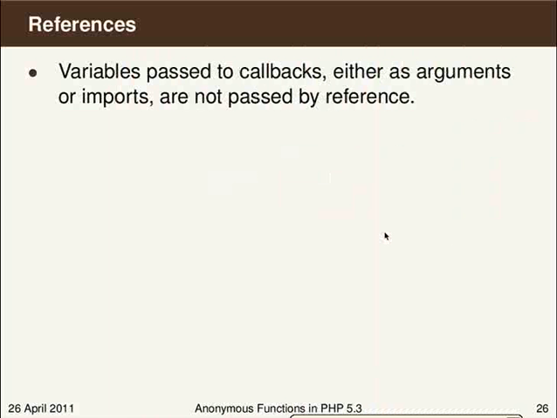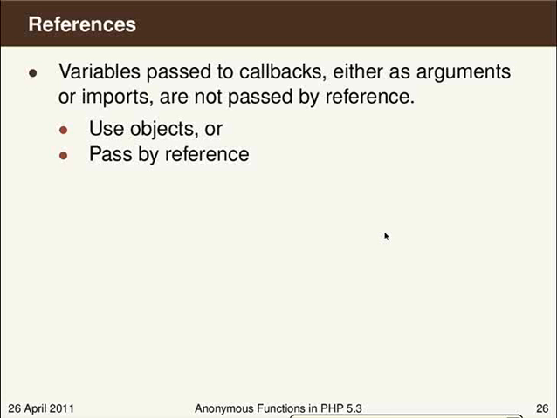So we've seen a lot of use cases. We've gone through the basic syntax. I'm going to go through some gotchas now, because with any technology, along with the benefits, there's always a few problems that pop up. One of the first ones that pops up is references. The variables passed to callbacks, either as arguments or imports, are not passed by reference, unless, of course, they're objects. So just like regular functions. So use objects if you are worried about the values changing and being able to report the changed values outside of the scope of the function, or pass by reference. And of course, with pass by reference, that doesn't mean pass the value, with using reference, but define it properly.